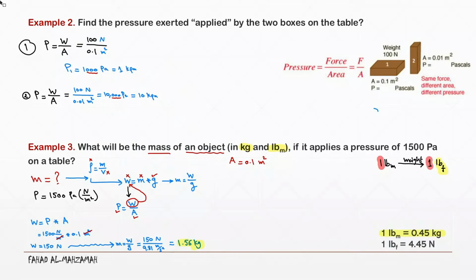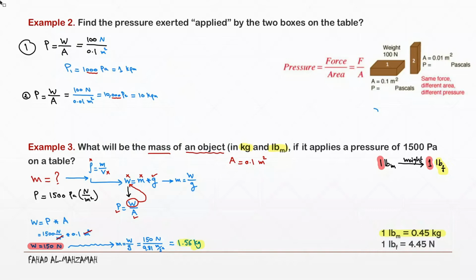So here you can convert this weight to Newton directly using the second relation of the pound force and the Newton, and whatever you get in pound force, you can say it is the same value in pound mass. So try to solve it both ways and compare the answers. It must be the same.